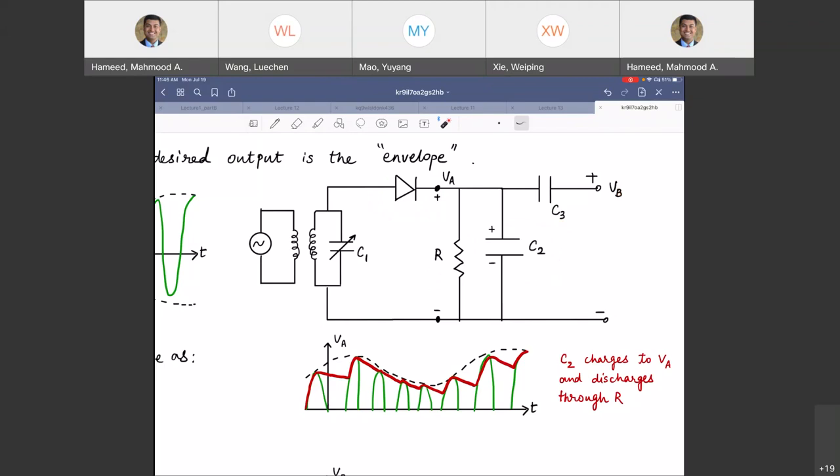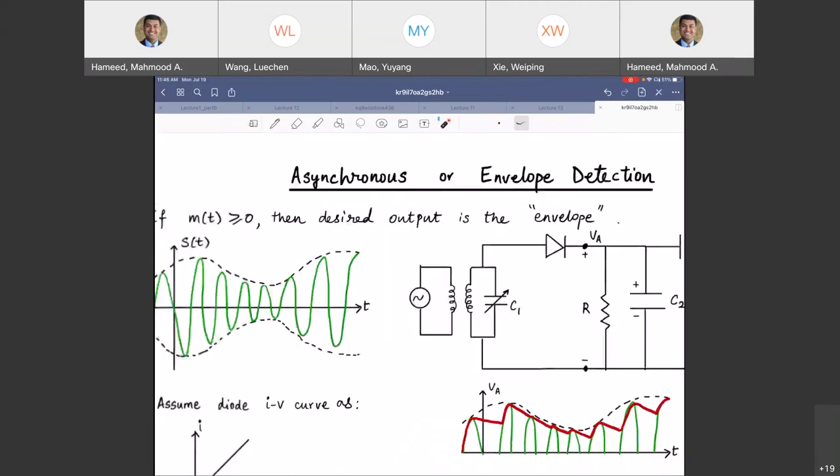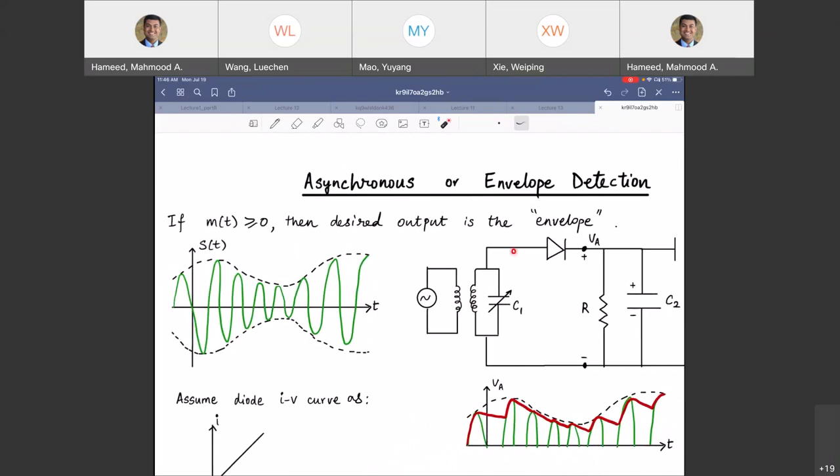So what are all the pieces here? This is assumed to be your transmitter. This is supposed to be an antenna in which you are tuning C1 so that it resonates with the signal that you transmitted, so that you pick up those frequencies. So what do you see at the input? After you appropriately tune C1, you have your signal that you received, S of T, right? S of T looks something like this.